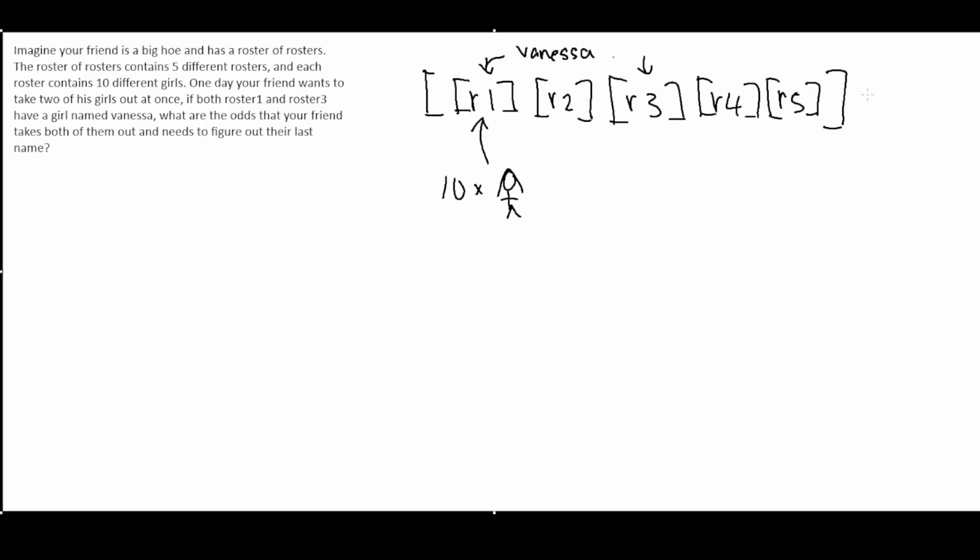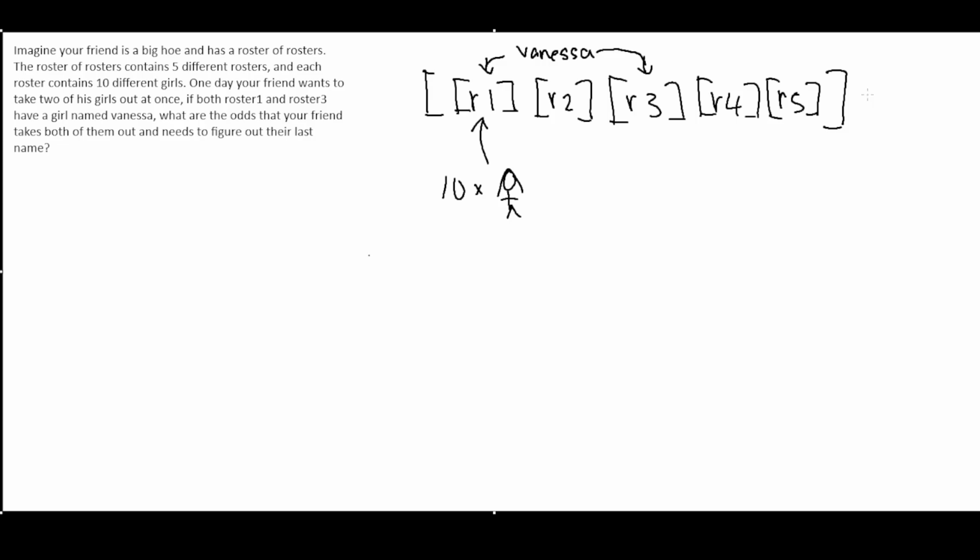So now we're trying to figure out the odds that Calvin chooses Vanessa in roster 1 and Vanessa in roster 3, and now he needs to figure out their last name to tell them apart, because obviously he doesn't know any of their last names. He barely remembers their first names, probably. So how are we going to figure this out? Well, we're going to figure out the odds by probability.